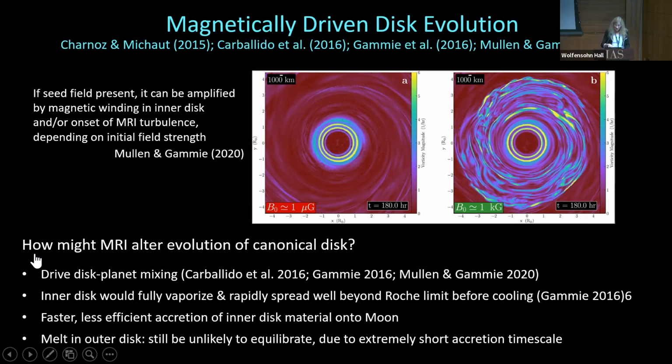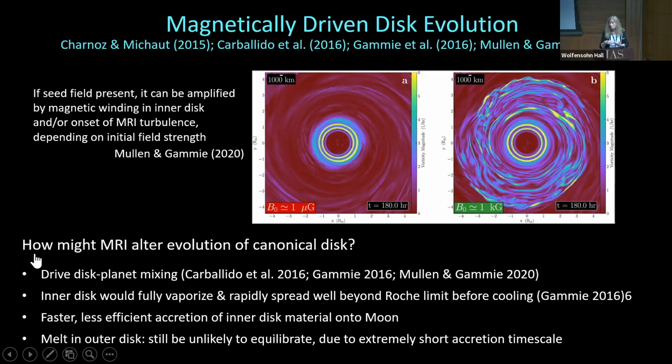Most importantly, in the recent Mullen and Gammie paper, they showed that if you had a seed field present, then you can amplify that field due to either magnetic winding in the disk or from full-on MRI turbulence or both. And these are two different simulations from that paper showing an extremely small background field and then a very large background field. So to date, there really haven't been models for how the moon would form in this type of condition. But there have been some general arguments made.